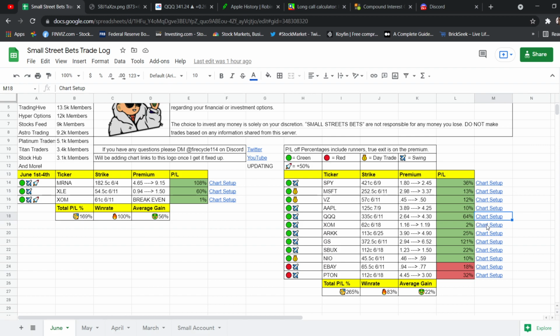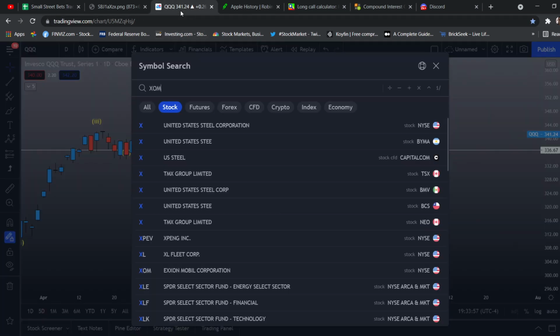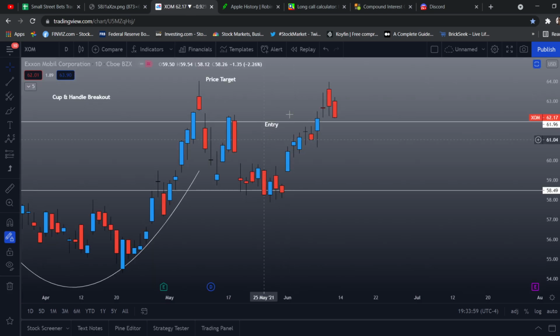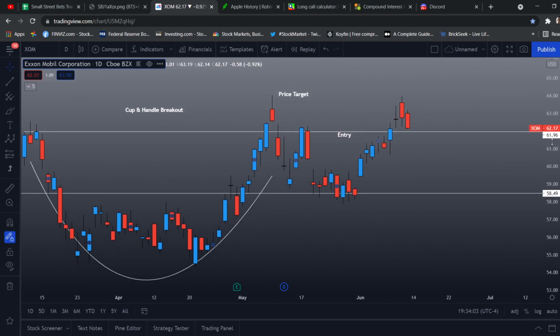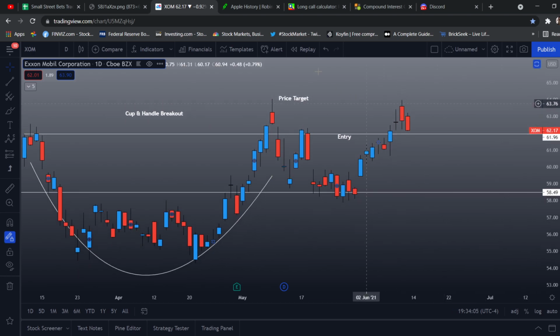The next trade we did was XOM, and this was at break even, so I'm not even going to recap it, but I paper handed. Congrats if you sold it for around 60% at the high. We had this price target. It hit our price target and rejected off that double top.